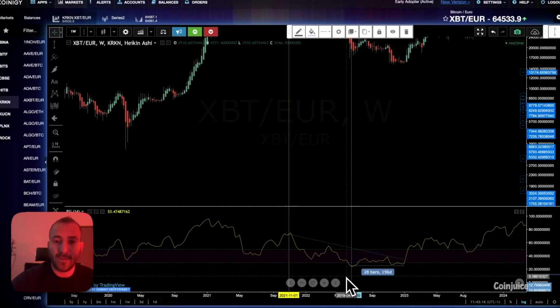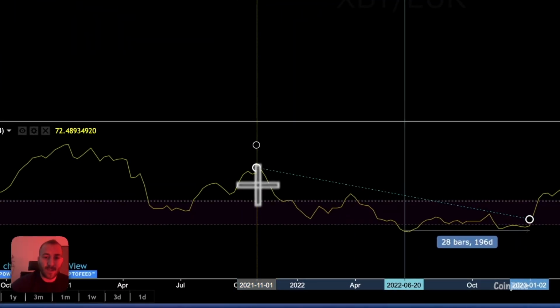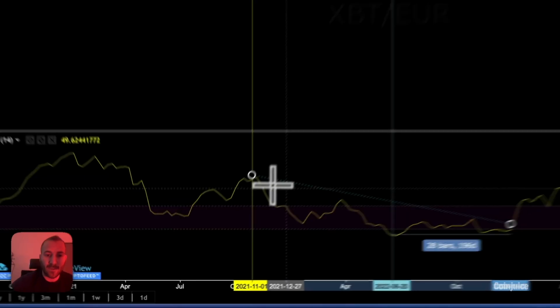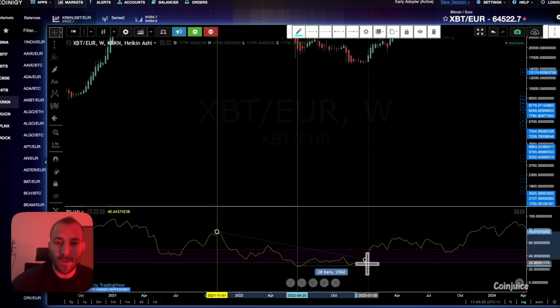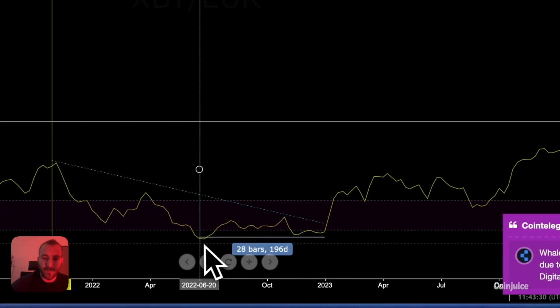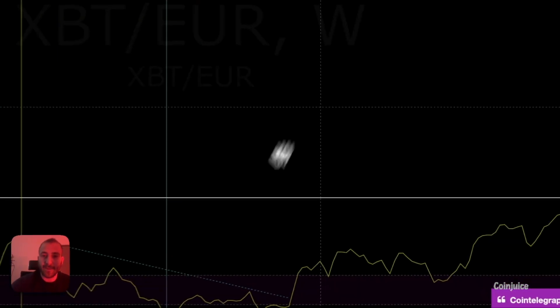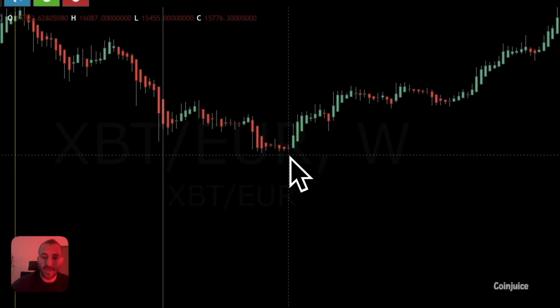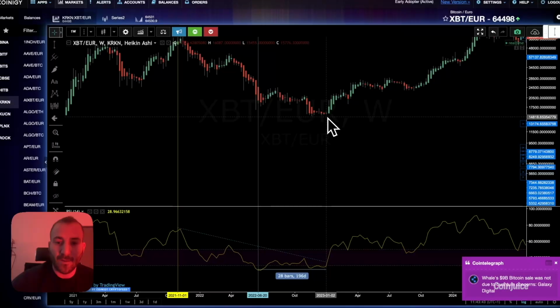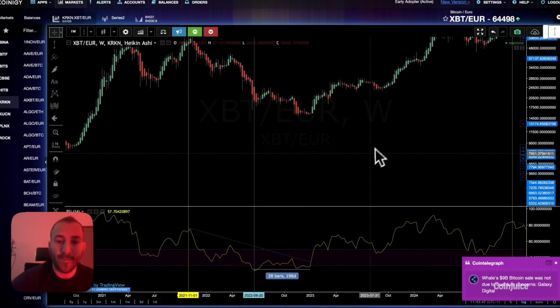So what happened here in 2022? In 2022, the RSI basically has been trending down with this resistance line, and from the low, more or less from the low, it took 196 days to make our way back to that resistance line and basically get above it, and that corresponded with the bear market low of 2023 when the price then just started going up.